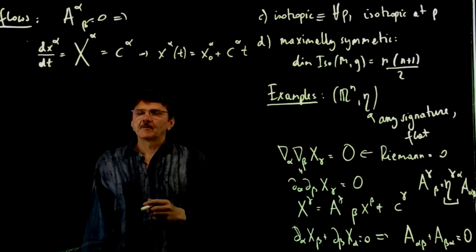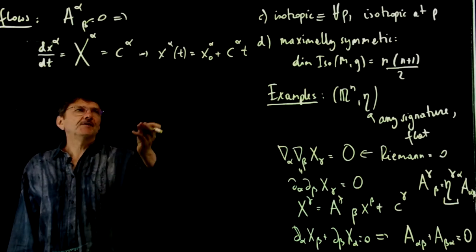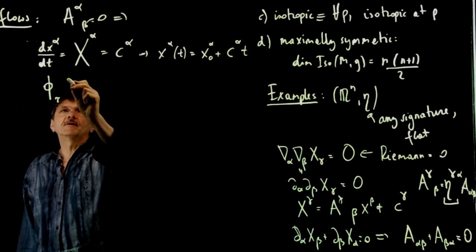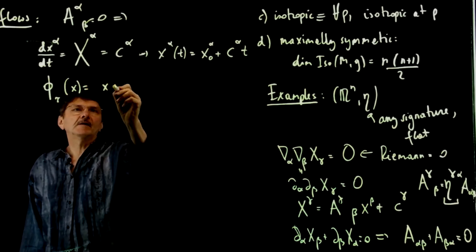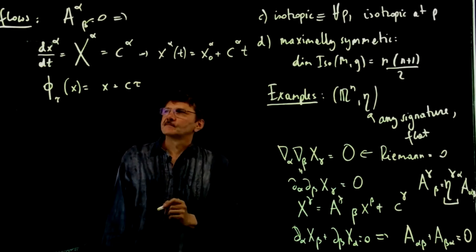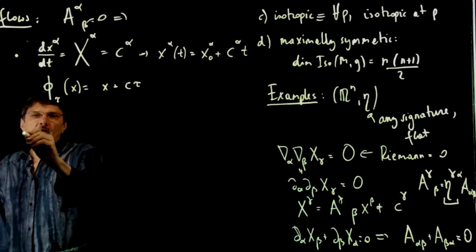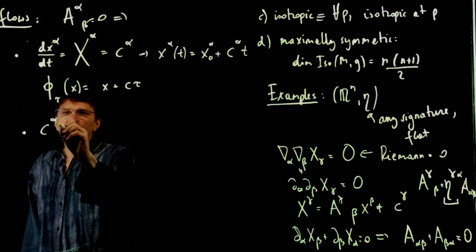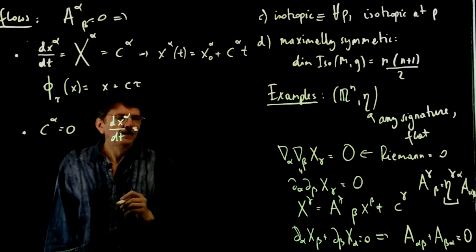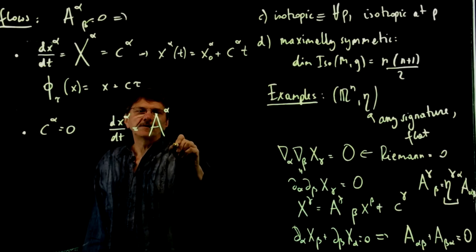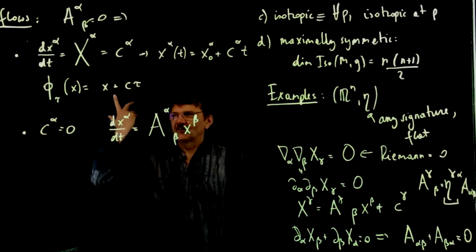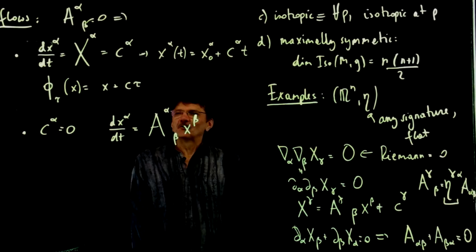Maybe I shouldn't have called this parameter t because you think about time. So if I just take phi_tau, the flow of this vector as a function of x, it is just x plus c tau, right? So if we take c equals zero, then I need to solve dx^α/dτ is A^α_β x^β. Again, I should have written tau, but maybe you'll excuse me.